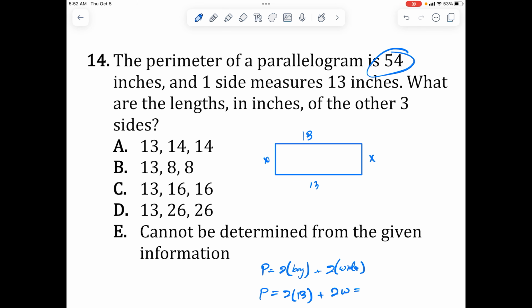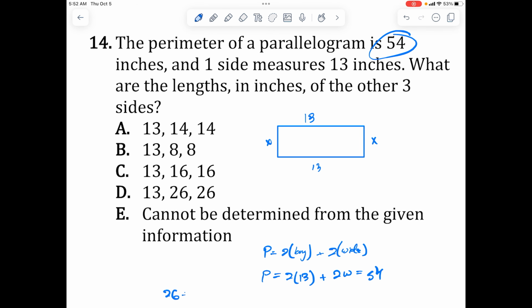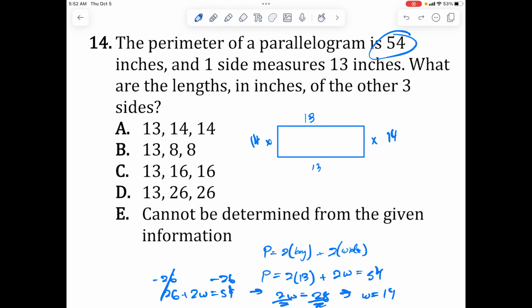And we know the perimeter is actually 54. So I have an equation here that I can solve. 2 times 13 is 26, plus 2W is equal to 54. Subtract 26 on both sides, you end up getting 2W is equal to, what's 54 minus 26? 28. If I divide by 2 on both sides, I get W is equal to 14. Okay, so I know 14 and 14. Now, this is definitely not drawn to scale, but the numbers reflect the actual shape. So the other 3 side lengths, apart from the 13, are 14, 14, and 13.